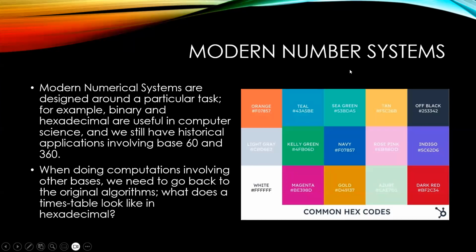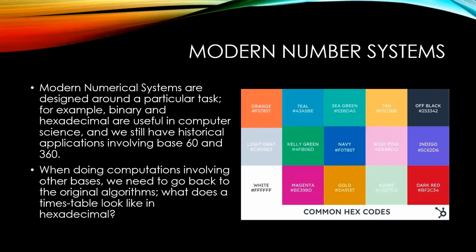And we still have historical applications involving base 60, base 360, base 24. I mean, these are things which do still pop up. There's 360 degrees in a circle. There are 60 minutes in an hour. There are 60 seconds in a minute. These numbers pop up here and there. And when we start talking about measuring systems, I mean, it can get very, very messy.